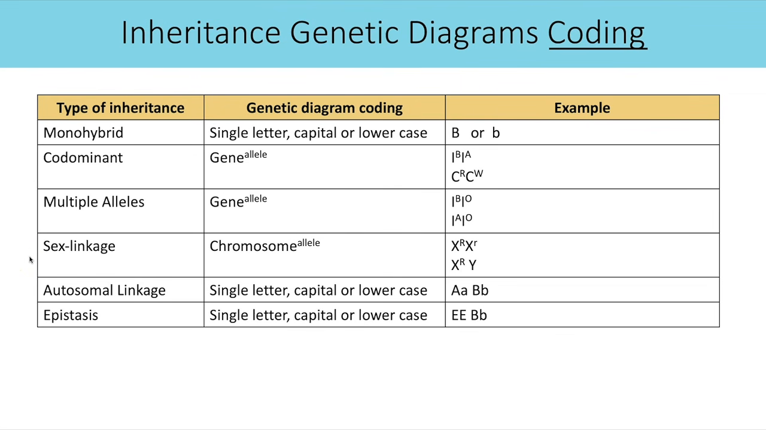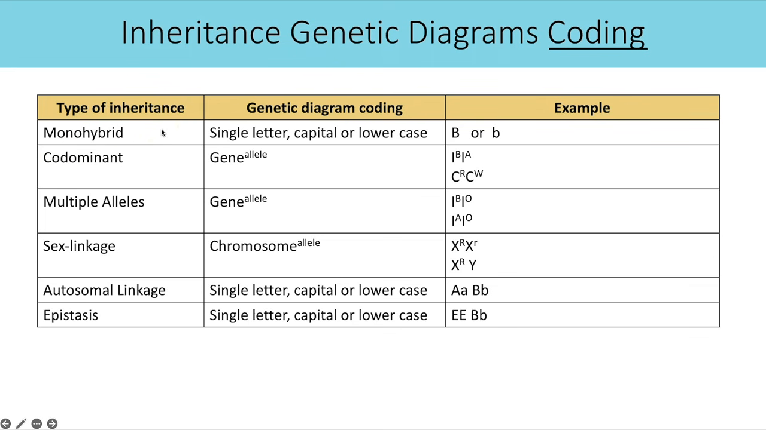Now, you commonly have to do genetic diagrams to determine the probability of different either genotypes or phenotypes in the offspring based on parental genotypes or phenotypes you're given. And we use different coding to represent the alleles. So this is just a summary of the accepted coding.